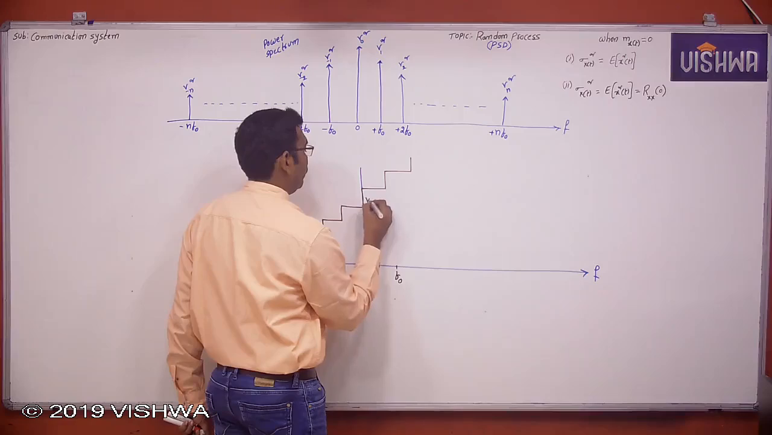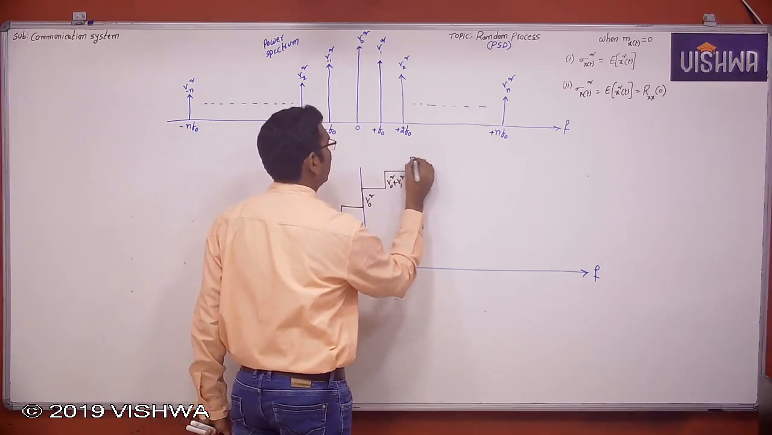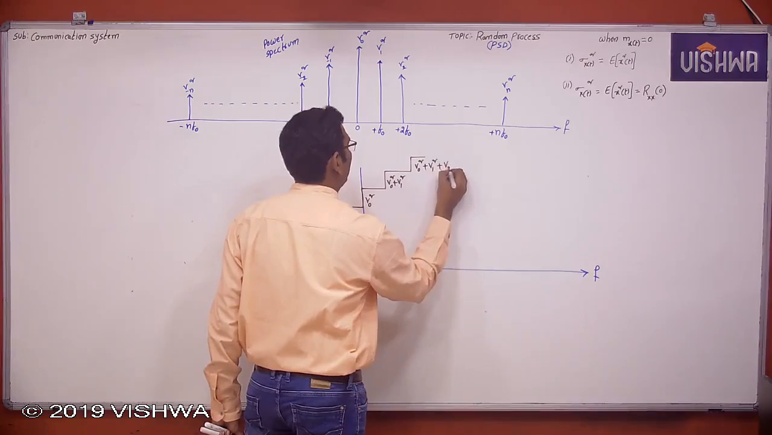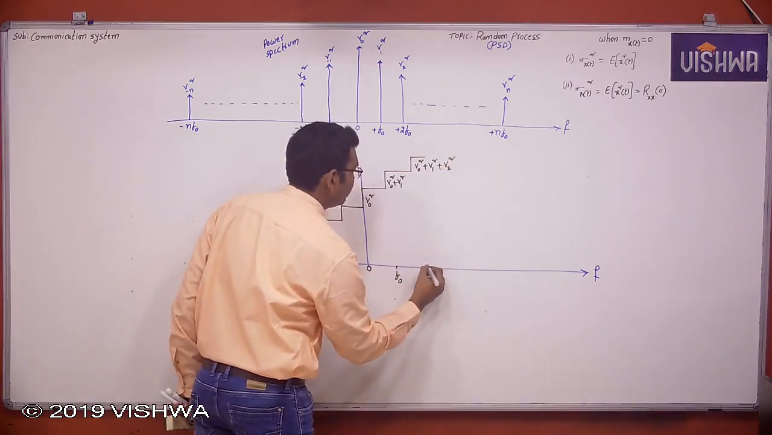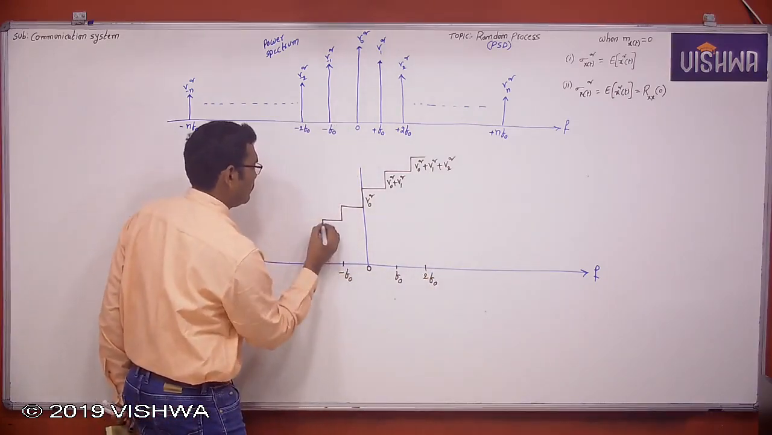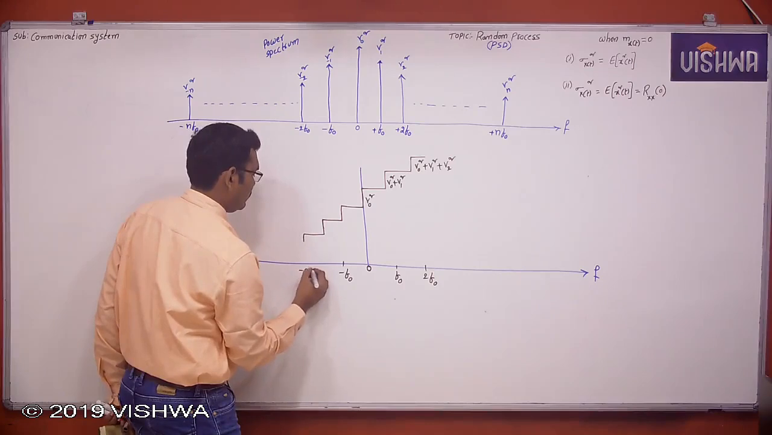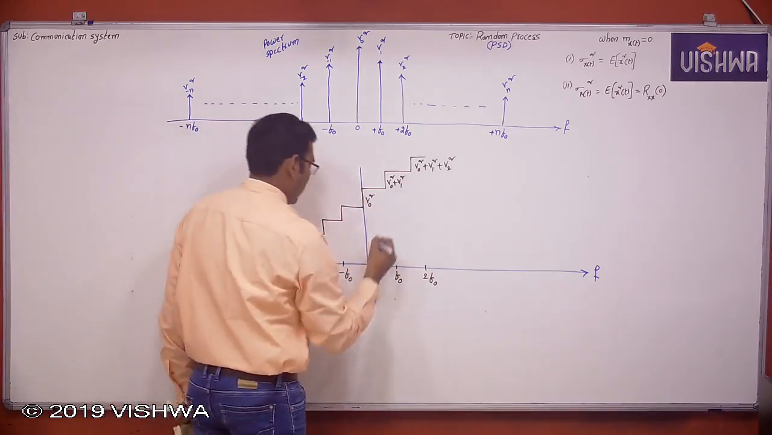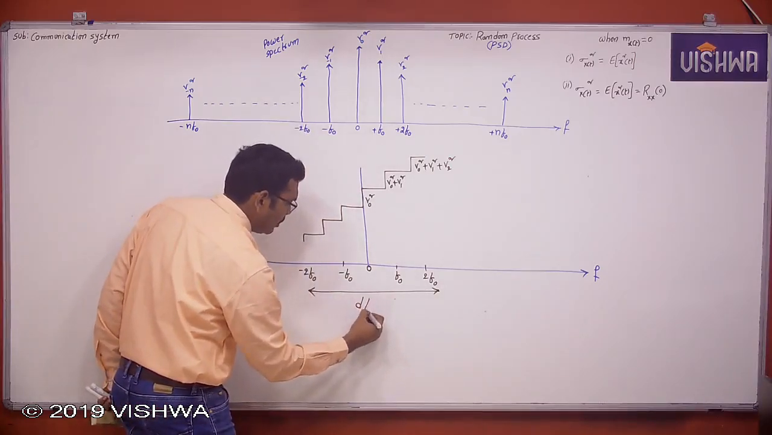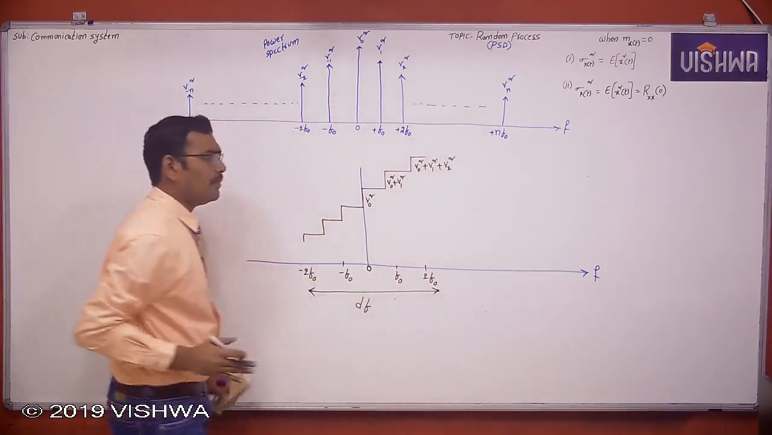Now this is V0 square, this is V0 square plus V1 square. Now this is V0 square plus V1 square plus V2 square, and so on. Okay. Now over a certain frequency range, I just add this sum of these normalized powers.